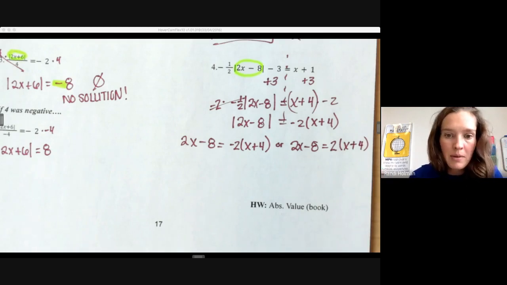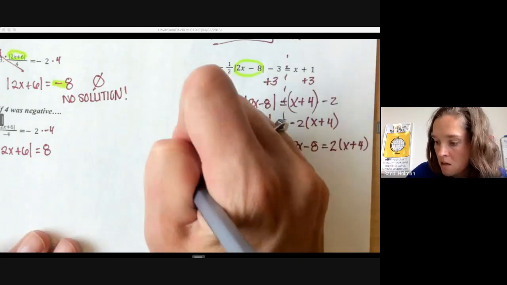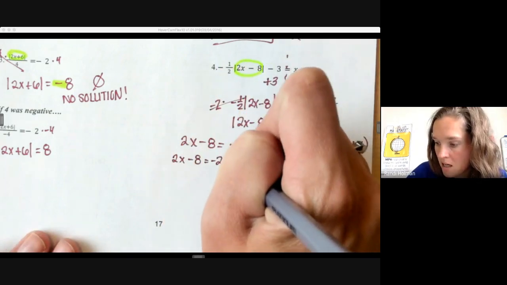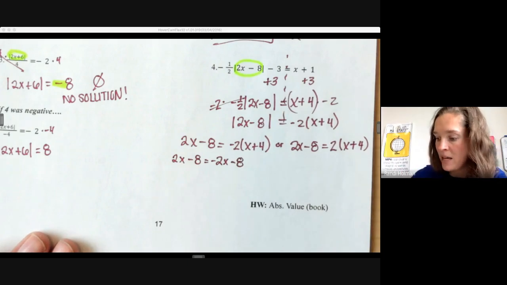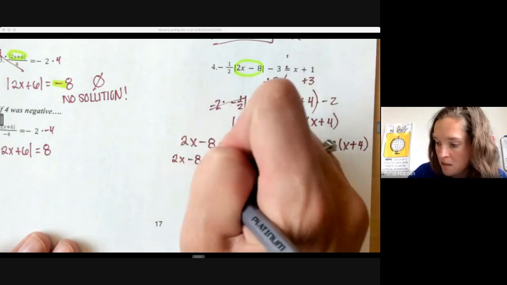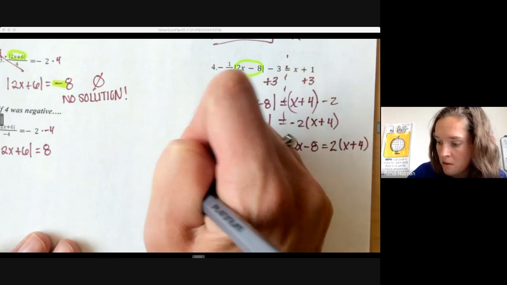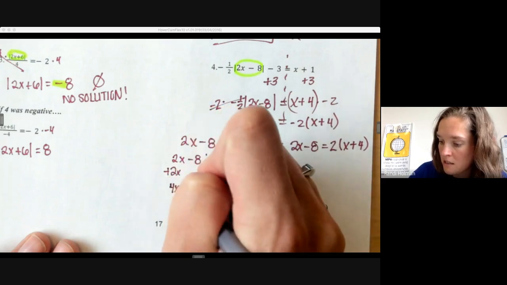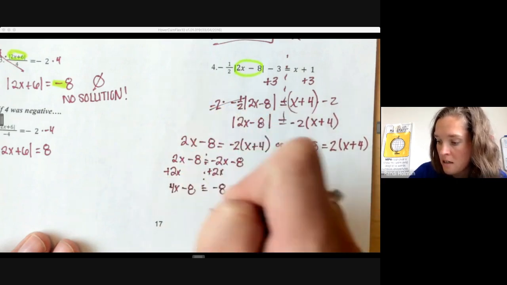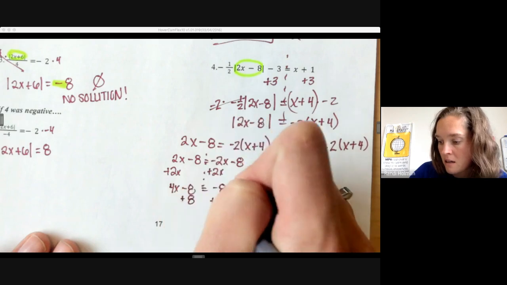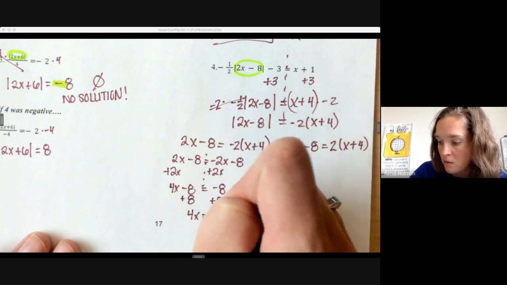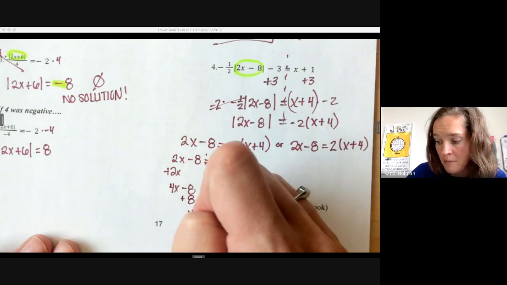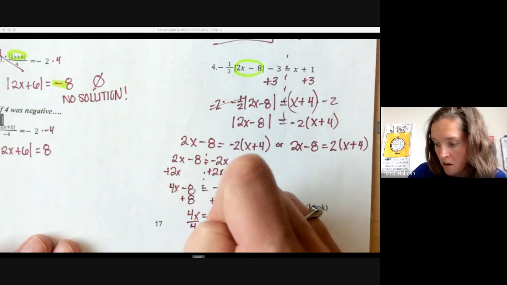They're just a little bit more complex equations. So we're going to simplify both sides. 2x minus 8 equals negative 2x minus 8. Okay, and then we add 2x to both sides. Get our variables together. Make sure you're on both sides of your equation here. 4x minus 8 equals negative 8. Add 8. 4x equals 0. Some of us get a little scared there. That's okay. 0 is a number. We can use it. Divide by 4. We get x is 0.